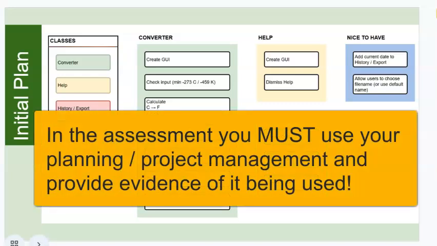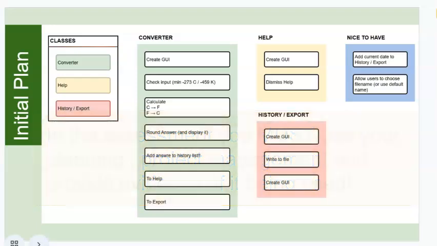A reminder that in the assessment, you're expected to show evidence of planning. Don't be that guy that makes a plan at the start, completely ignores it for the whole process, and then goes back at the end and marks everything as done. If you go that route, you will miss out on 6 credits.